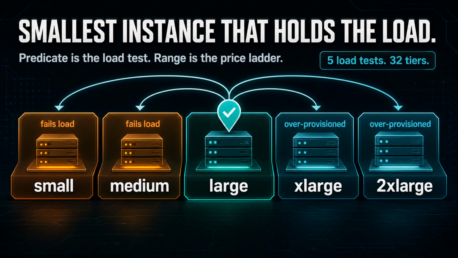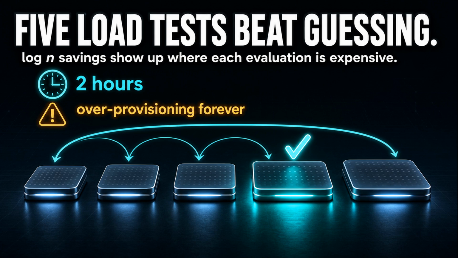First, pick the middle option. Then run the load test. If it passes, throw away the more expensive half. If it fails, throw away the cheaper half. Repeat until one option is left. 5 load test runs can pick from 32 options. And that is still cheap compared with the alternatives.